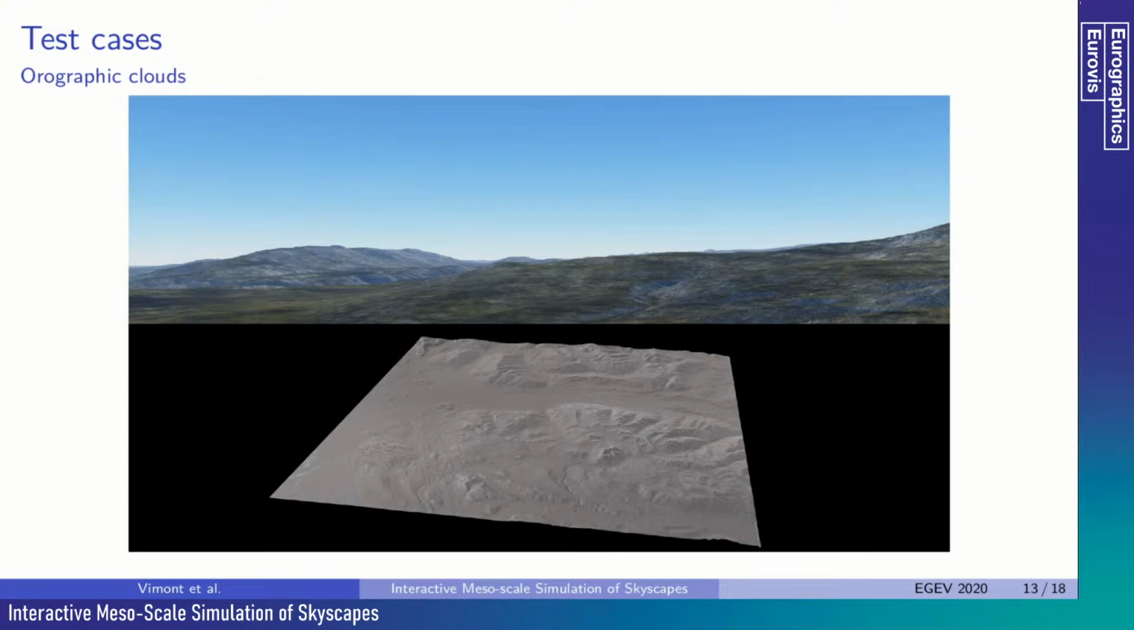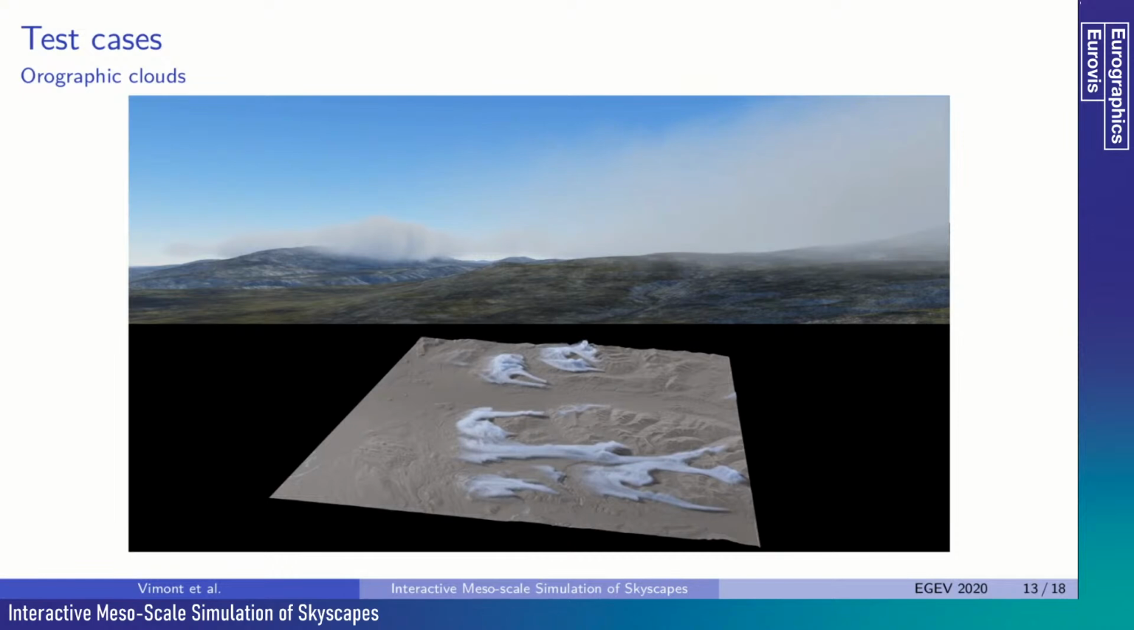The second case shows a mountainous area with strong prevailing winds. In the real world, such configuration tends to produce elongated lenticular clouds. And the good news is that our model does that too, which displays its capacity to model the non-convective vertical motion.